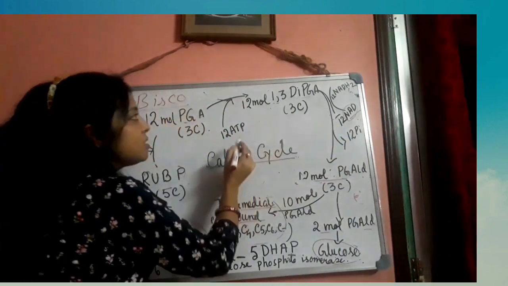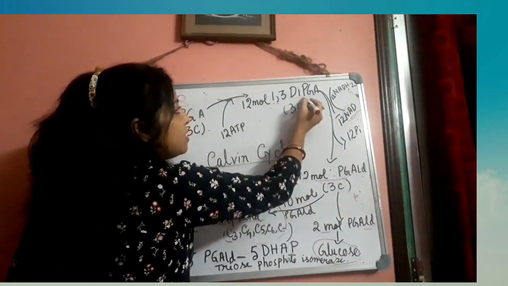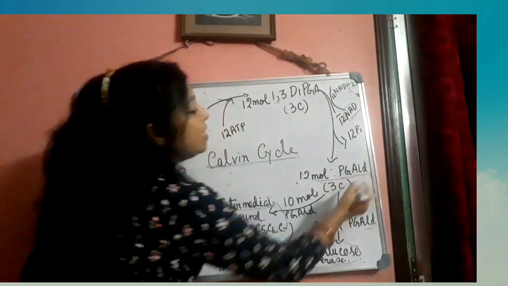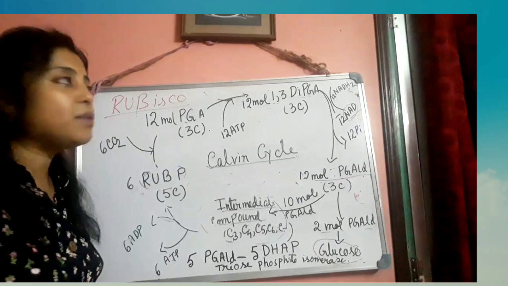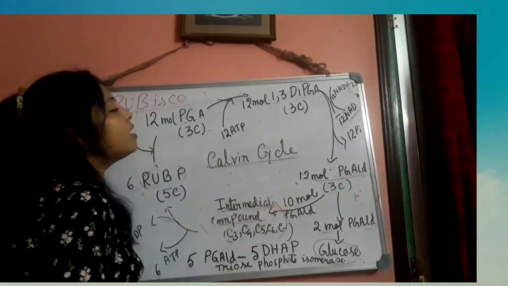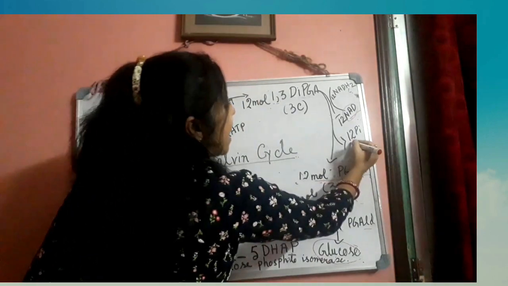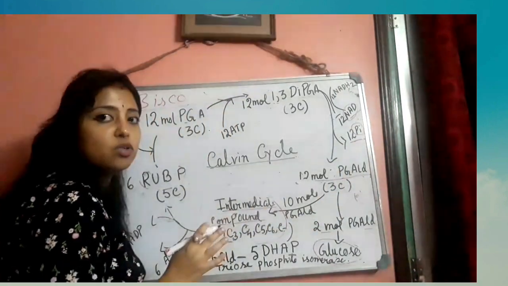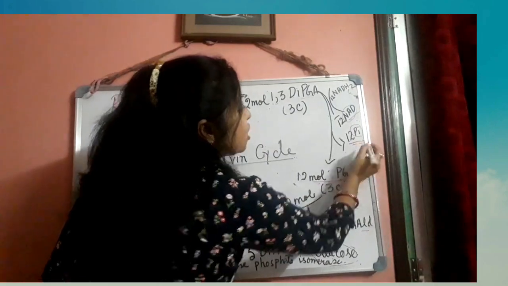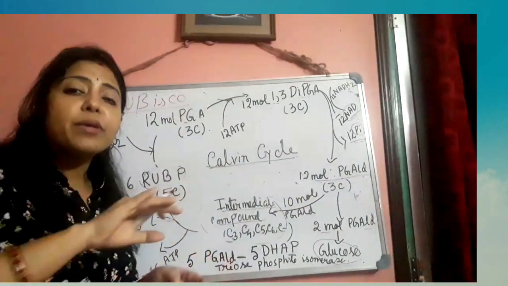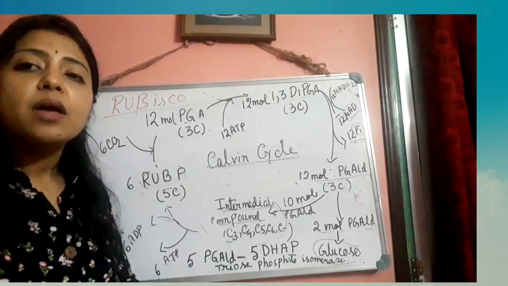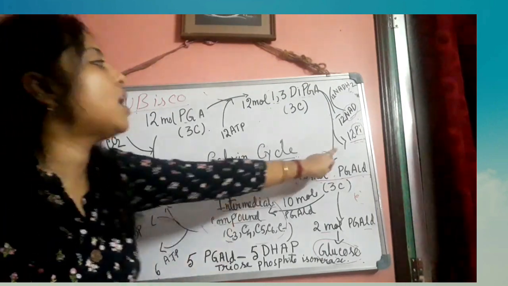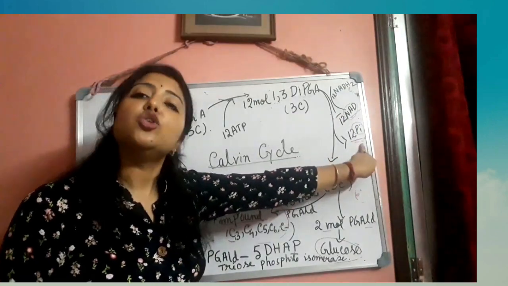Okay, but you just see here 1,3-diphosphoglyceric acid. From here 12 molecules of phosphoglyceraldehyde are produced. That means one phosphate will again be given out as inorganic phosphate. So how many molecules here? 12 molecules. Because here 2 molecules of Pi will be given out in each step, and if this cycle happens 6 times, the number of inorganic phosphate will be 12.